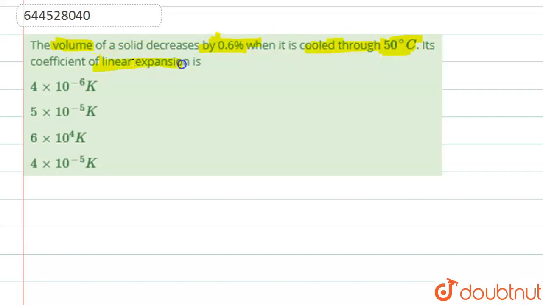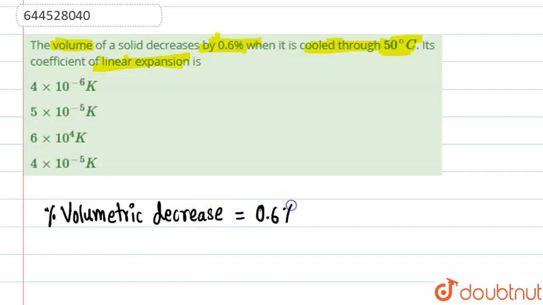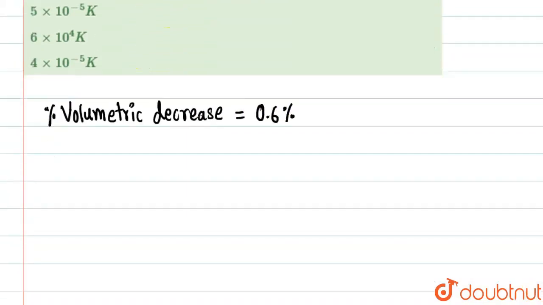Its coefficient of linear expansion is? Basically it is given that the percentage volumetric decrease is equal to 0.6%. So what is basically the percentage volumetric decrease?